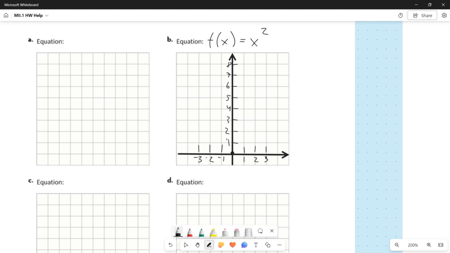Going to the right, when we plug in a 1, 1 squared is 1, and so our next point is going to be right there. When we plug in a 2, f of 2 is 2 squared, which is 4, which is up there. And when we plug in a 3, 3 squared is 9, which is really just right on the edge of our coordinate plane here. If we go to the left, when we have -1, well, -1 times -1 is positive 1. So it is, in fact, positive.